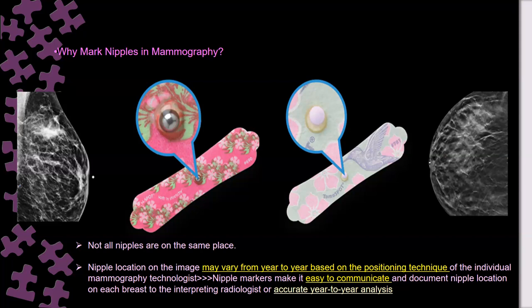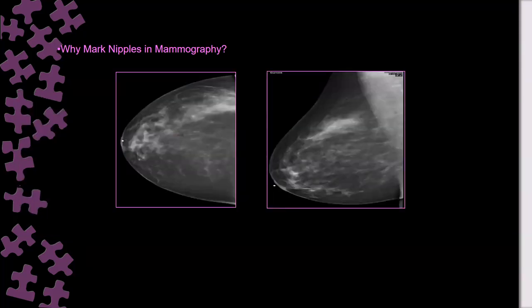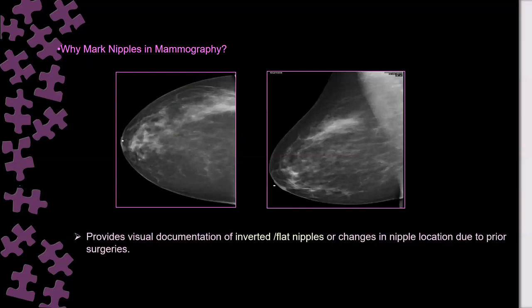The presence of these markers helps us make communication easy and helps the radiologist with accurate side-to-side analysis, because from one mammogram to another you might see the nipples at different locations. You see? So it provides visualization and documentation of inverted or flat nipples or changes in nipple location. If the patient had prior surgery, for those having reduction mammoplasty, the nipple position will be changed. It might not be well visualized. By putting the markers, it will be easy to see the location of the nipple.